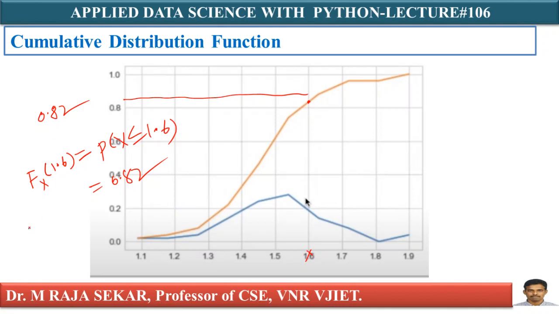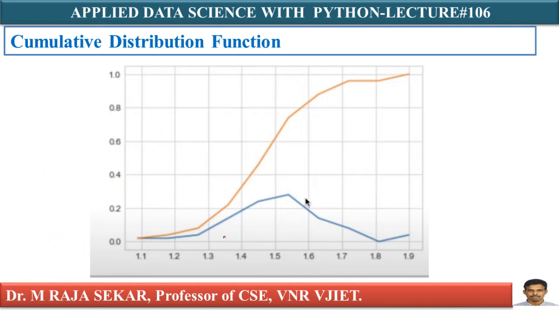Let me assume my data set size is 50. What is 82%? 82% means 82 by 100, isn't it? That means there are 41 flowers whose petal length is less than or equal to 1.6. This information you can get only from the cumulative distribution function. You won't get this information from the probability density function.